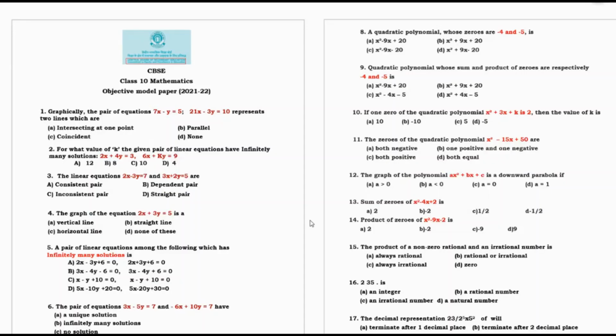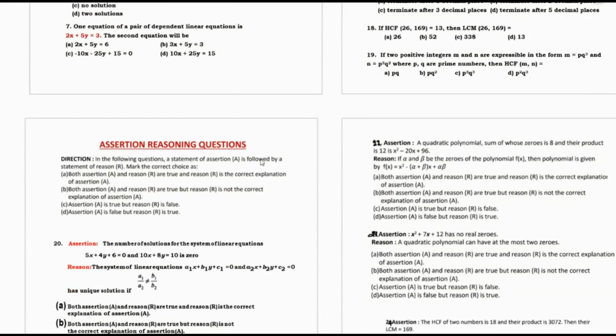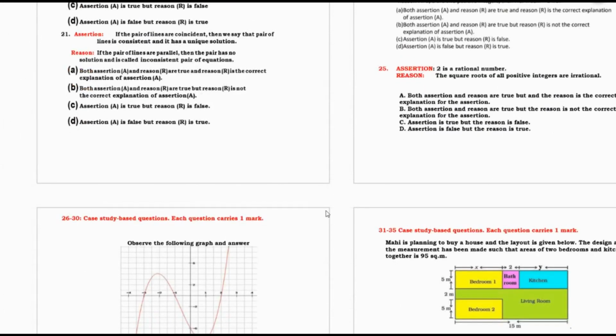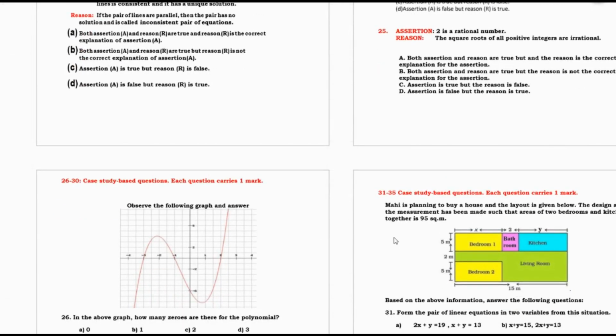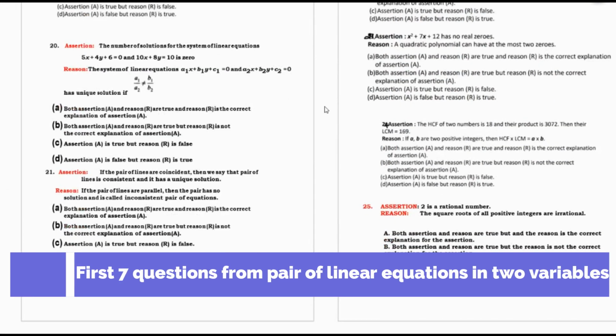We will see the bird's eye view of this question paper. First, we are going to discuss the multiple choice questions, followed by assertion reasoning questions from the first three chapters, and lastly, we will discuss case study based questions from real numbers, polynomials, and pair of linear equations in two variables. Let us start the question paper.